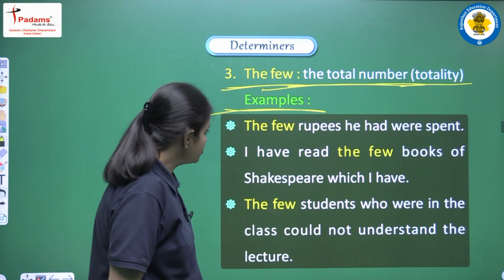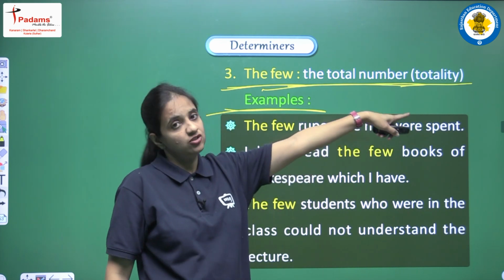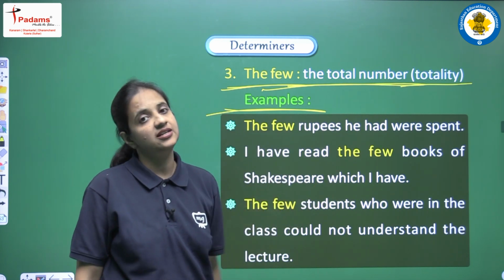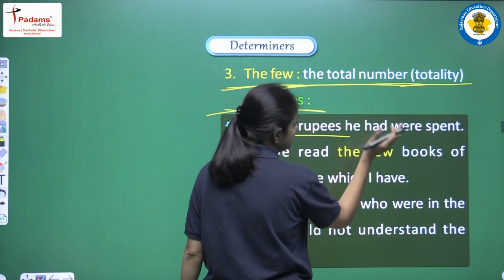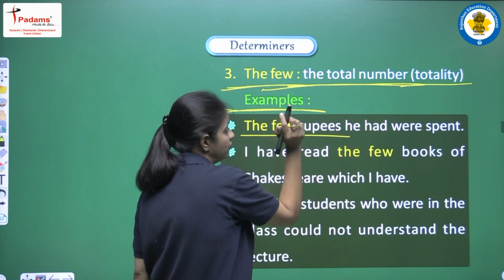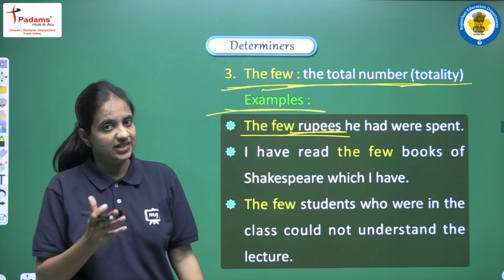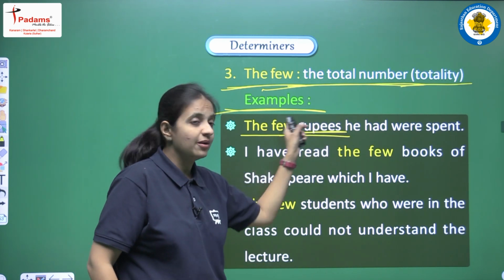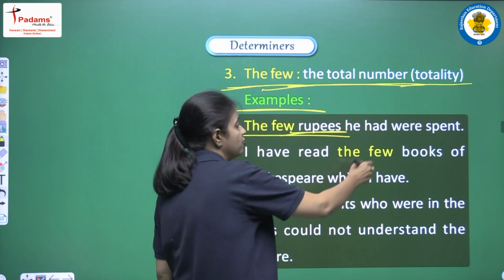So let's read the first one. The few rupees he had were spent. Students, read the sentence very carefully, and observe the meaning very carefully. Now we are saying that the few rupees he had were spent. First of all, focus on this: rupees is a countable noun. So yes, the few is also used for countable nouns. Now we are talking about totality, the total rupees that he was having.